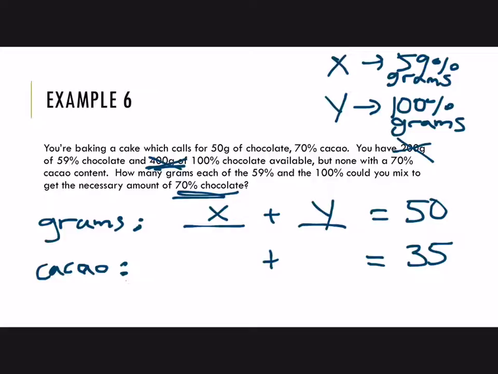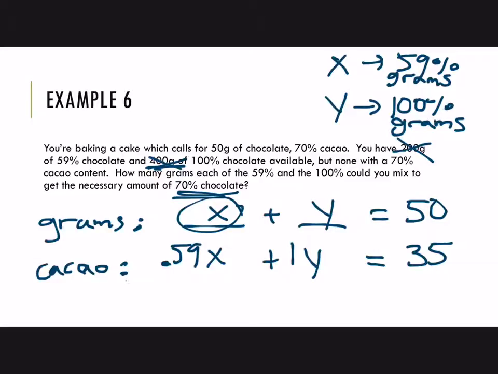Alright, what about the cacao content from the two types of chocolate that I have? Well, I have a 59%, so whatever the grams are for that one, I know that 59% of those grams, or multiplying, that's the cacao content. And for the 100%, that's 100% as a decimal, which is just 1, so all the grams from that chocolate bar are pure cacao.